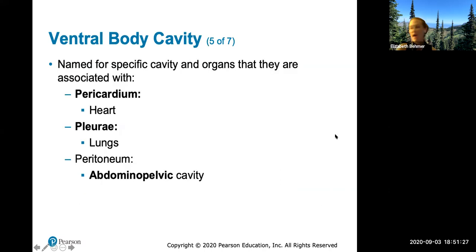The ventral body cavities are named for specific cavities and organs that they are associated with. The pericardium has your heart, so you can see the cardio suffix in there. The pleurae, the pleura, contain the lungs. So anytime you talk about pleurisy or that prefix pleura, it always has to do with your lungs. And the peritoneum has to do with the abdominopelvic cavity.